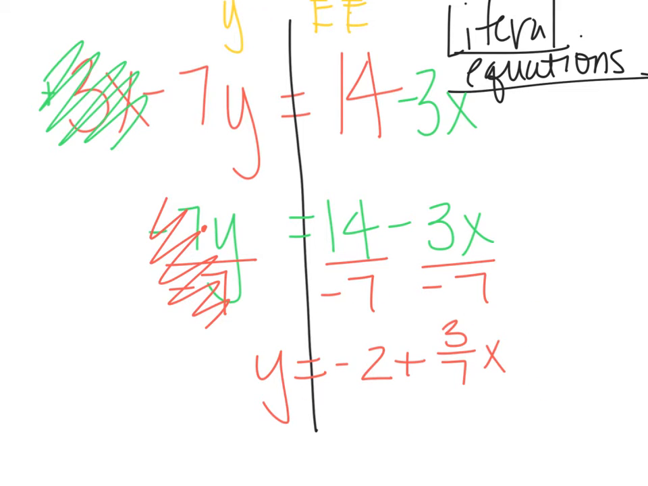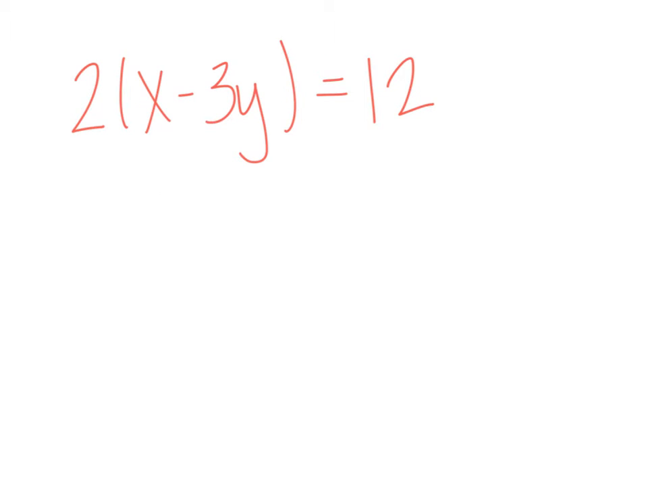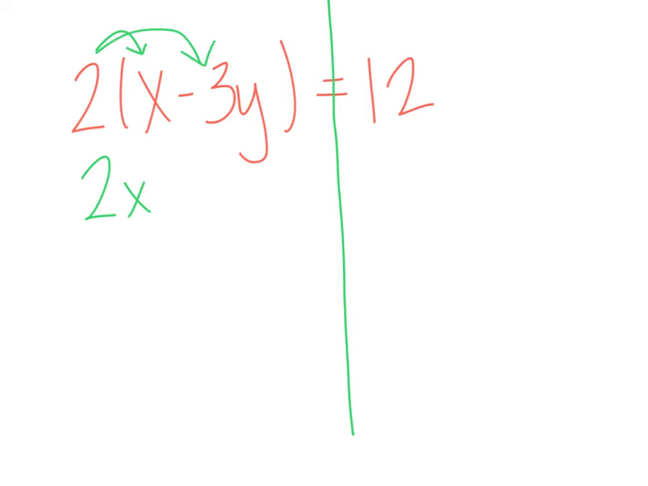They must stay separate. So now I have 2 parentheses, or 2 multiplied by x minus 3y equals 12. I'm going to draw my line on the equal sign. I need to simplify my side, so I'm going to distribute. 2 multiplied by x is 2x. 2 multiplied by negative 3y is negative 6y equals 12.